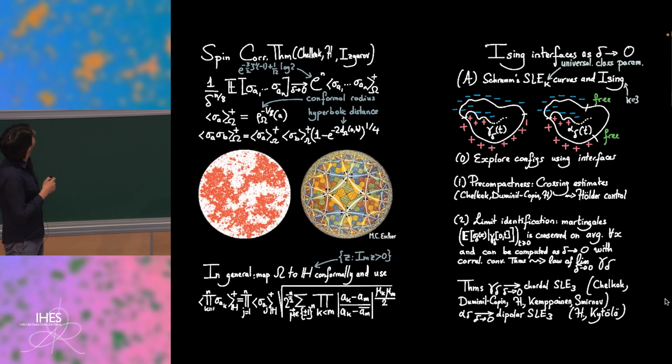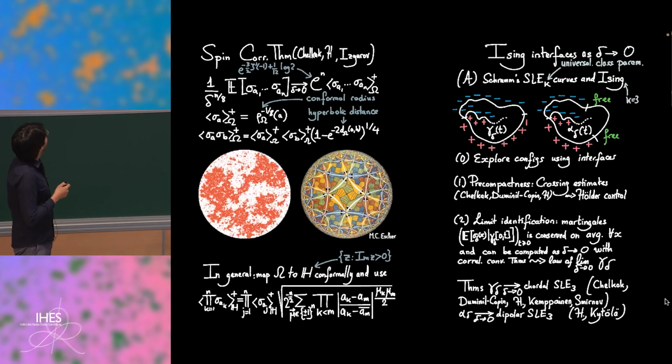And so here, what one looks at is, say you have a boundary condition that generates an interface. So if you have plus spins on one side, minus spins on the other side, then there is an interface, like was discussed this morning, separating spins that have plus one and minus ones. You can study the law of this interface again at critical temperature.